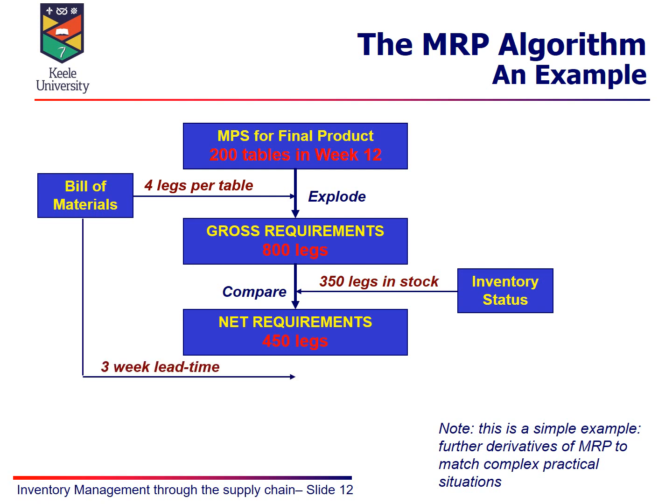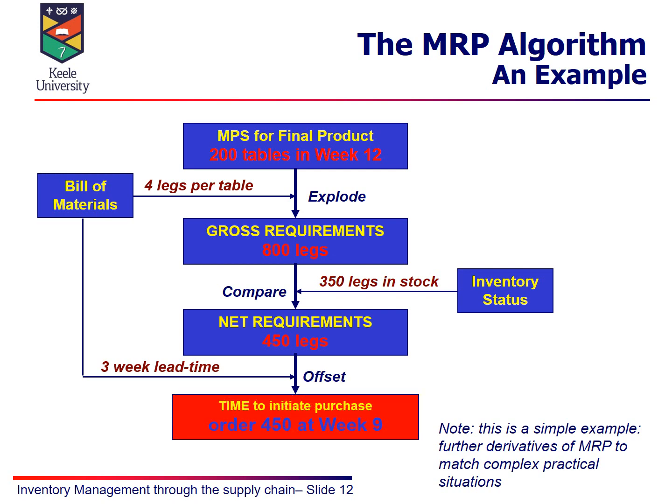What we then do is we don't wait until week 12 and then place the order. We have a look at the bill of materials for the leg, and that tells us that for these legs, there's a 3-week lead time. Okay, what that means is that it takes 3 weeks from placing the order to receiving the material, to receiving the legs. So we need to actually offset our net requirements by the lead time, and that tells us the time to initiate the purchase of the legs, if we're buying them from the supplier, is that we need to order 450 at week 9 or no later than week 9.